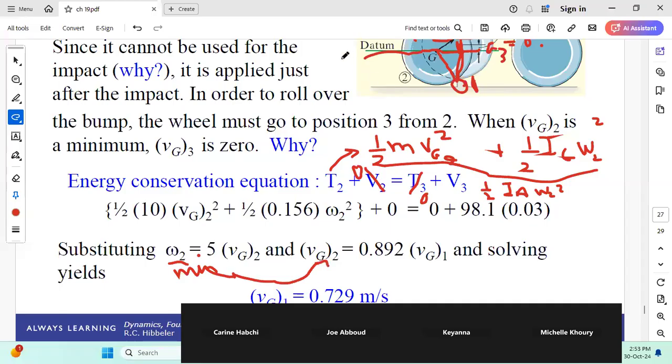And from the first step, conservation of angular momentum, we were able to relate Vg2 to Vg1. So in this way, we can solve for the minimum velocity Vg1 in order to be able to overcome the obstacle. Okay? Any question on this problem? Okay.